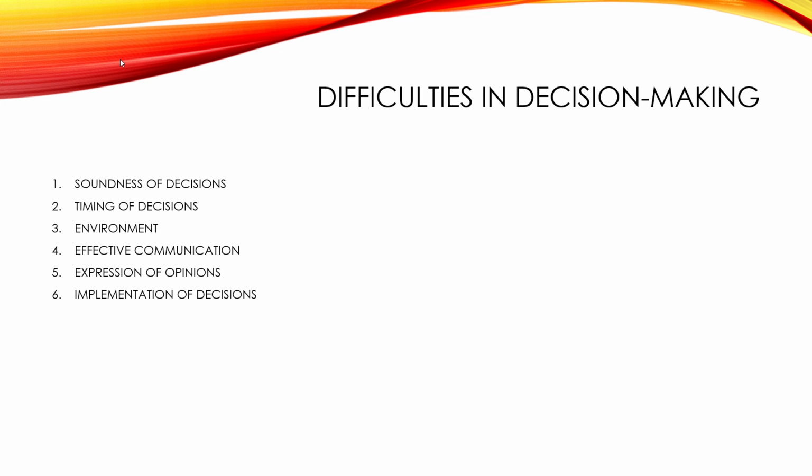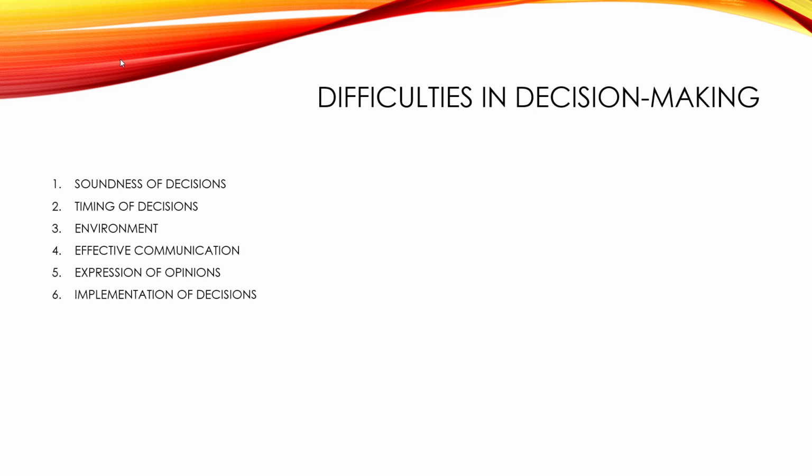Second one, timing of decisions. Another problem faced is timing of decision. If not properly timed, there is no use of taking a decision. Third one is environment. The physical and psychological environment have their influence on decision making. If the environment is satisfactory, then there will be both cooperation and proper understanding among the members.